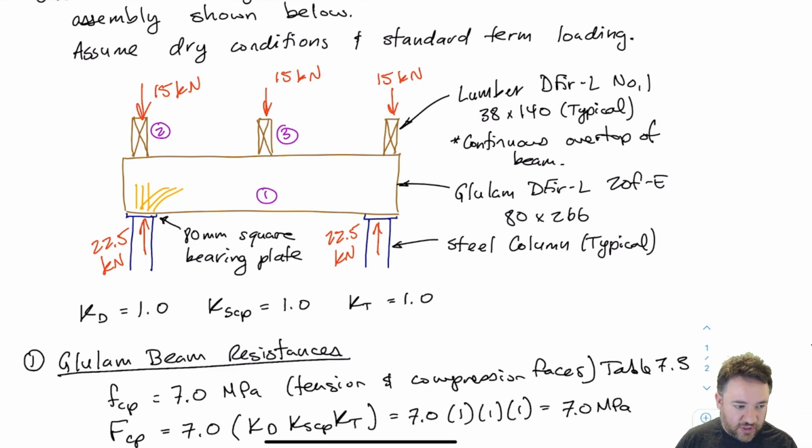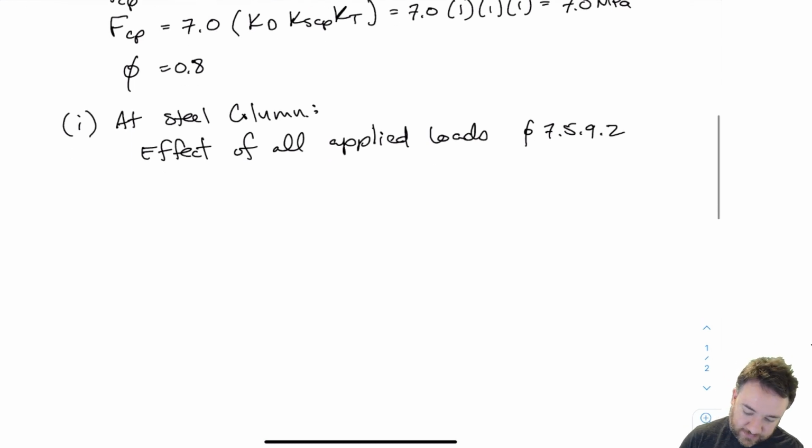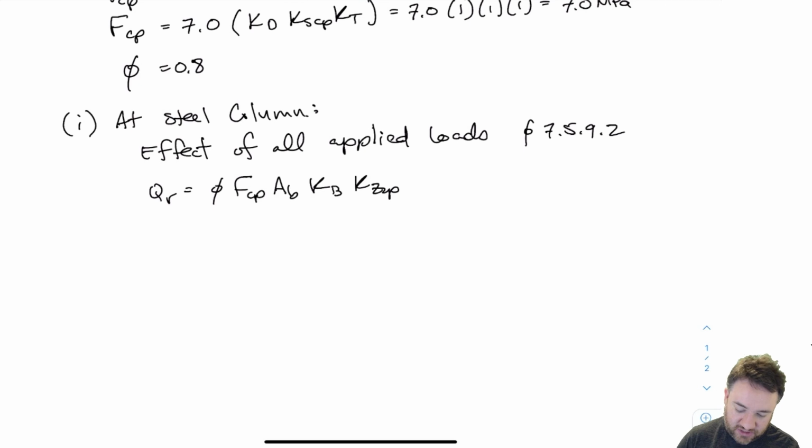So I use that total load and I look for just the local compression, and then later we're going to check the squeezing, and we're going to check that only against this portion of the load, the portion of the load that goes between the top and bottom of the beam. So right now I'm going to check against the total load. That's why it's called effective all applied loads. And we will recall the equation for that is phi capital FCP AB, which is the bearing area, KB, which is the bearing factor, length of bearing factor, and KZCP, which is the size effect factor. And we're going to go through what each of these parameters is.